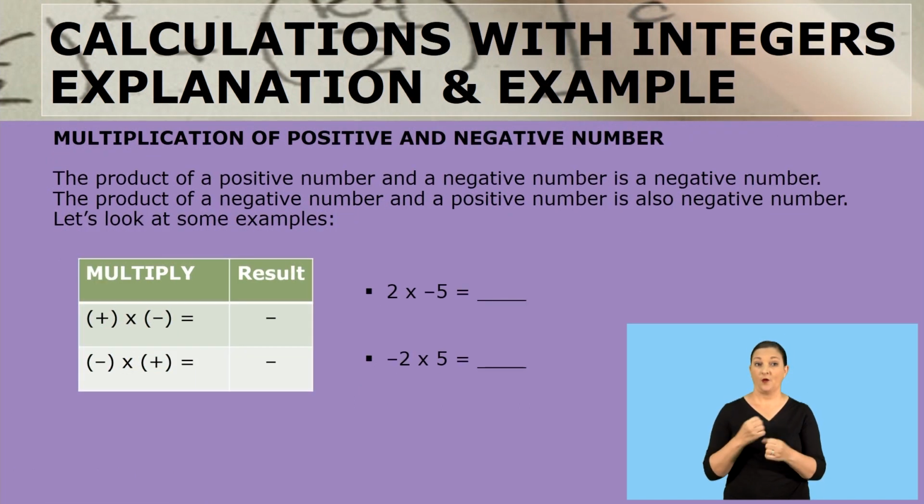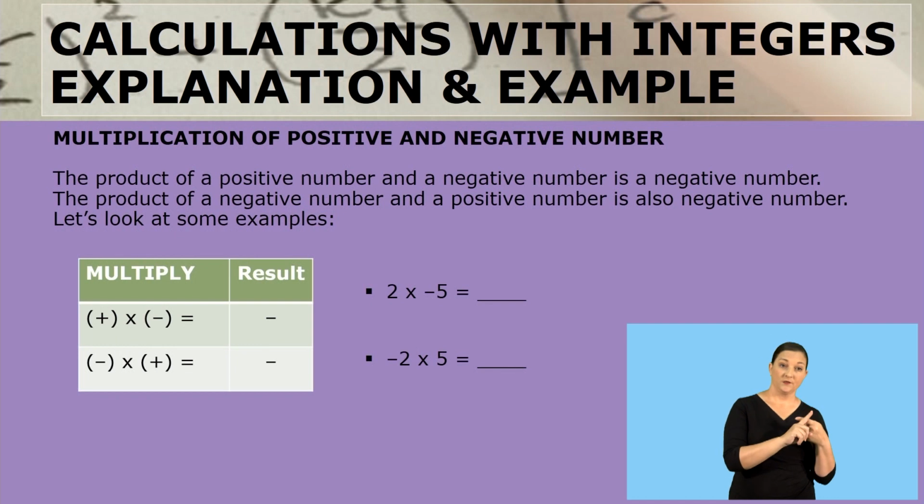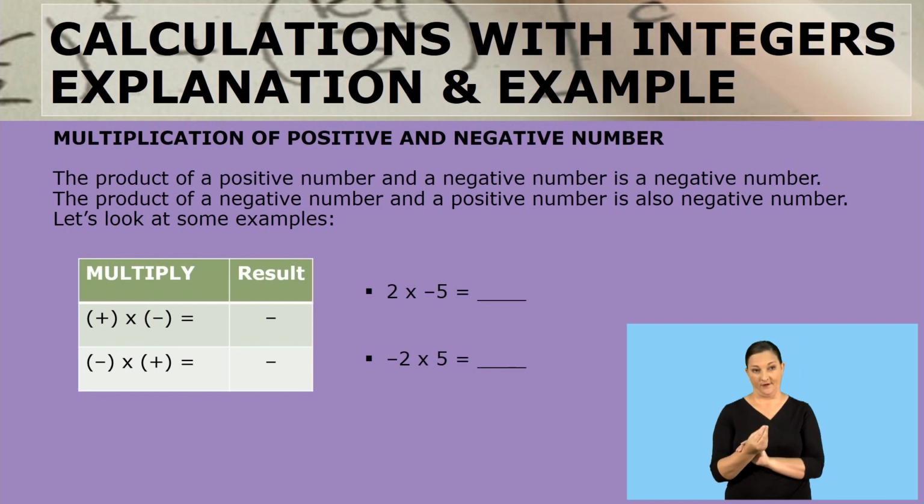Let's move on to multiplication of a positive and a negative number. The product of a positive number and a negative number is a negative number. The product of a negative number and a positive number is also a negative number. Let's look at some examples. So looking at the table there, we have a positive number being multiplied with a negative number, and the answer is going to be a negative.